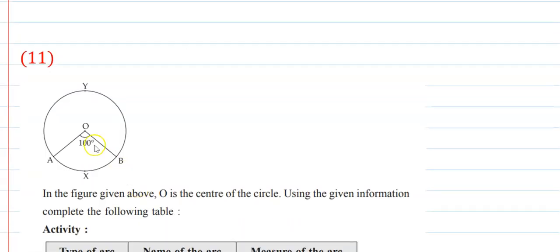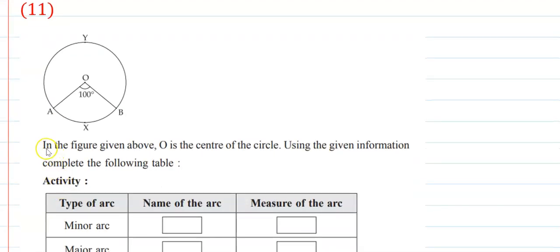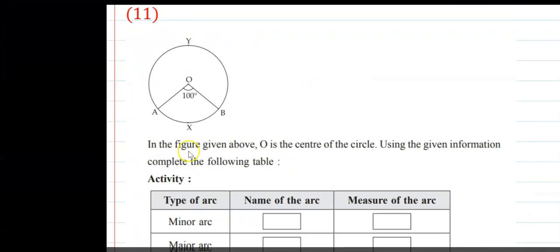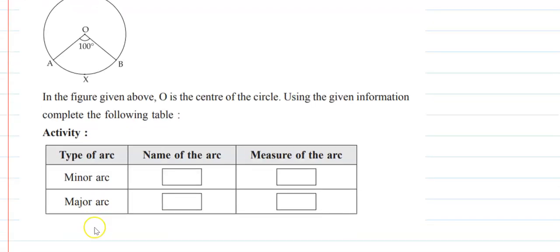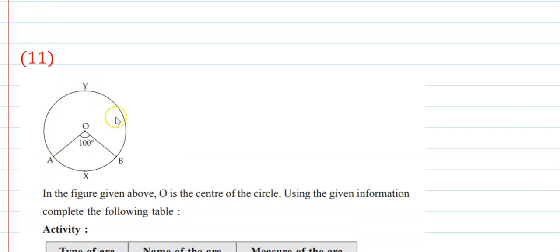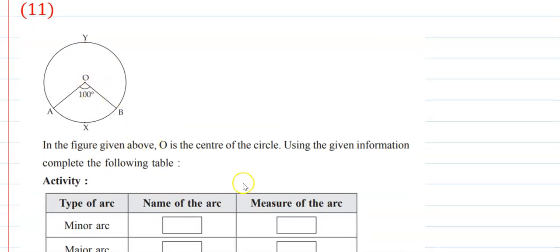Now the next. In the figure given above, O is the center of the circle. Okay. Using the given information, complete the following activity. Type of the arc, minor arc. Okay. Which is the minor arc? Name of this arc is AXB. And the measure of arc is 100 degrees. Then major arc. Major arc is AYB and its measure is 260.